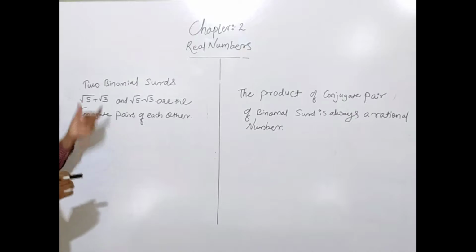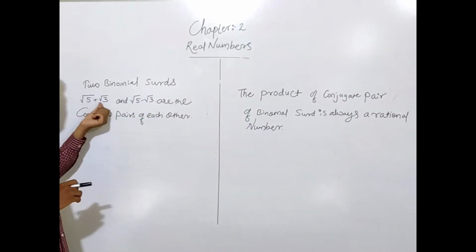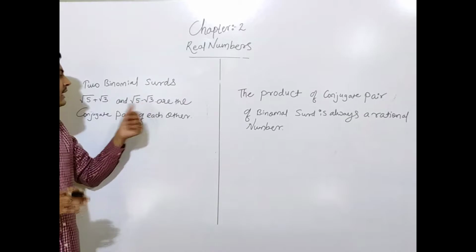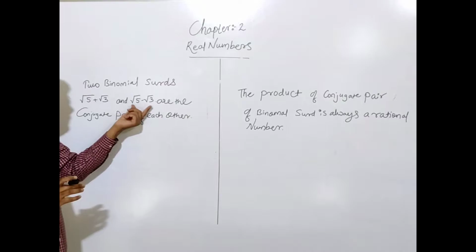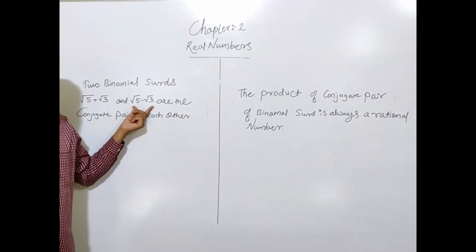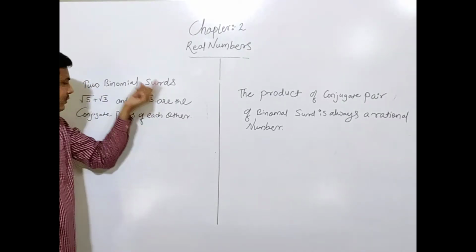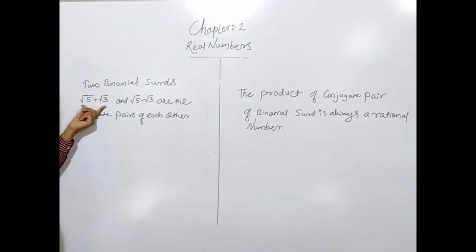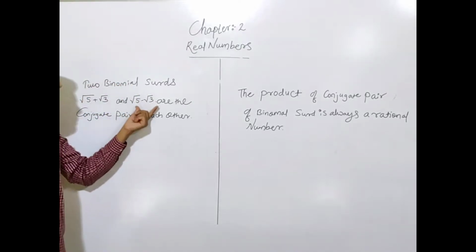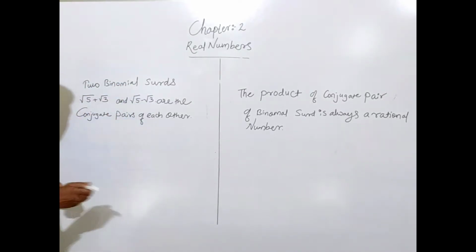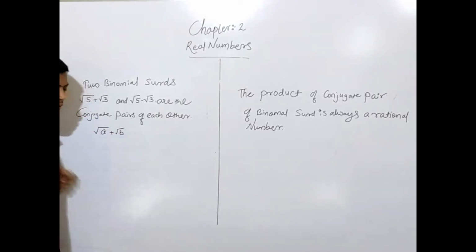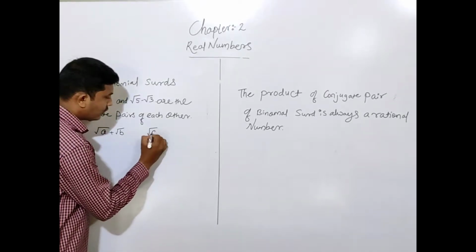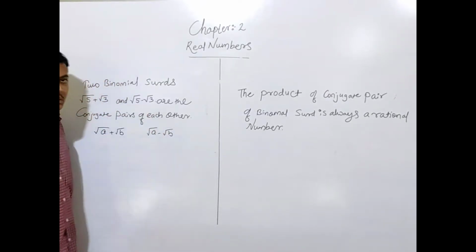So let's see two binomial surds, root of 5 plus root of 3 and root of 5 minus root of 3, which are conjugate pairs of each other. If we consider the term root of 5 minus root of 3, its conjugate is root of 5 plus root of 3. If we consider root of 5 plus root of 3, the conjugate will be root of 5 minus root of 3. That is, if we consider the term root of a plus root of b, the conjugate will be root of a minus root of b.